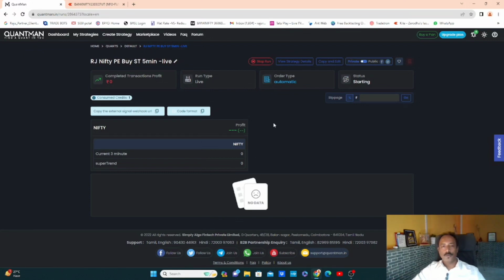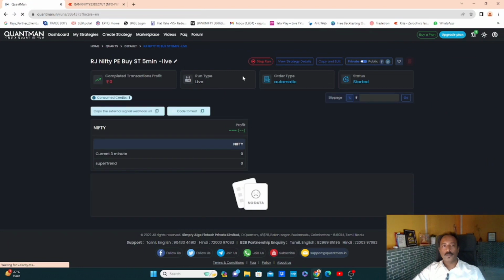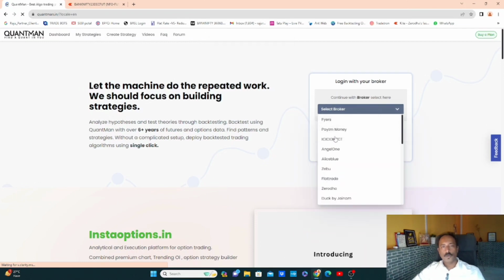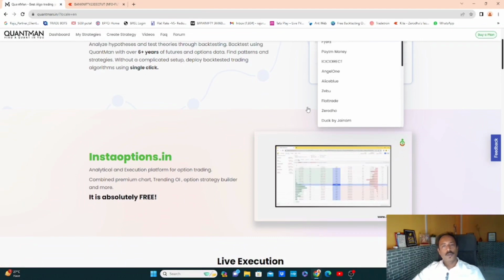Next, I will show you how you can actually integrate the broker. It's very simple. You can see I have already logged into my account. If you log out, there will be an option to log in through the broker. Quantman has an option to log into the broker. Let me log out and log in. So here, if you see, there are a lot of brokers already tied. Tied in the sense they provide the API keys. There are Paytm Money, ICICI Direct, Angel One, Alice Blue. So there are many traders who are already integrated through Quantman.